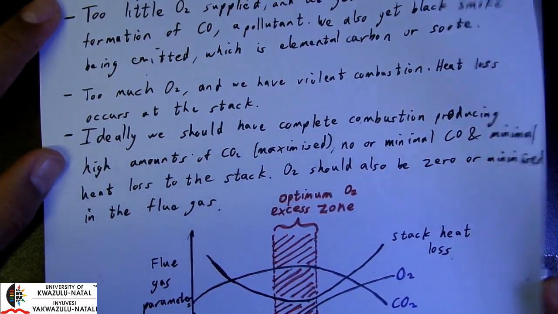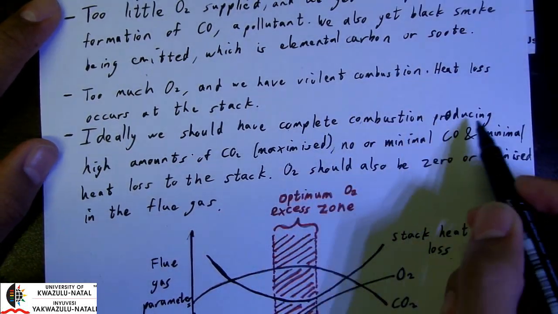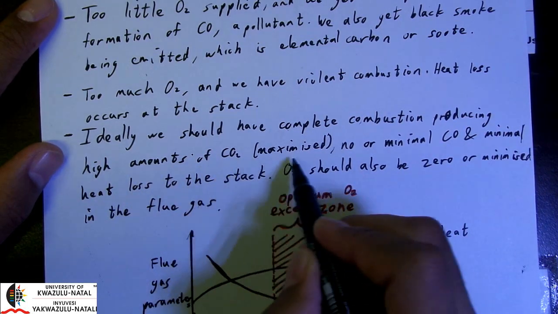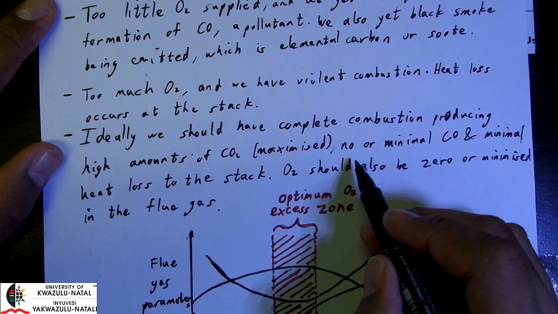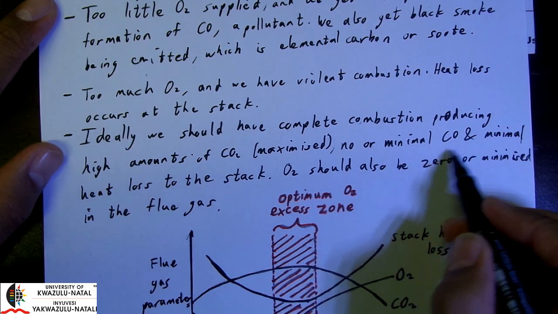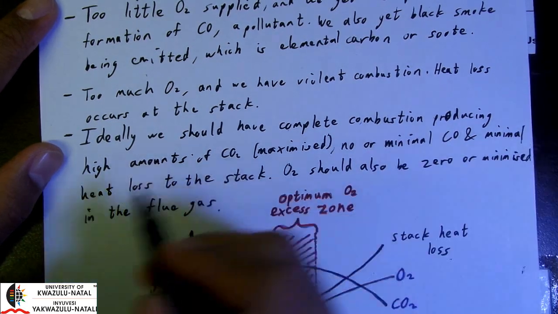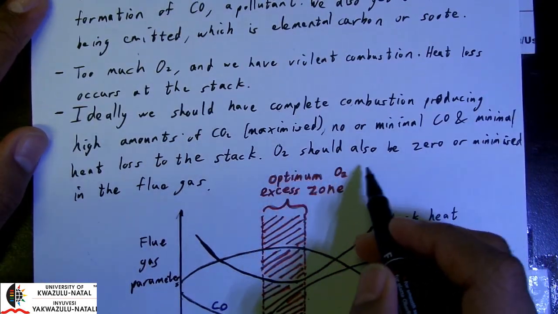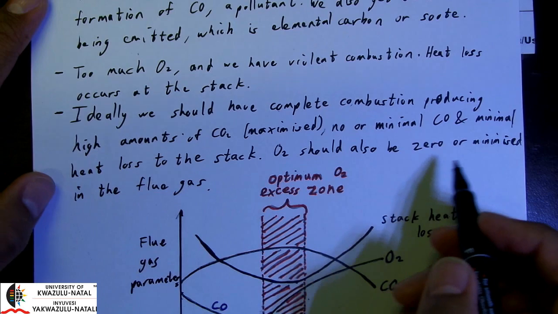So ideally we should have complete combustion producing high amounts of CO2, or maximized amounts of CO2, as well as no or minimal carbon monoxide and minimal heat loss at the stack. Oxygen, of course, should also be zero or minimized in the flue gas.